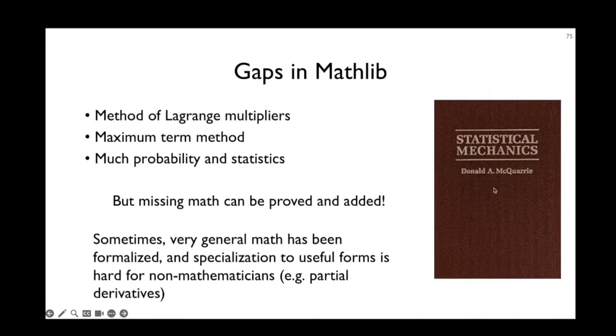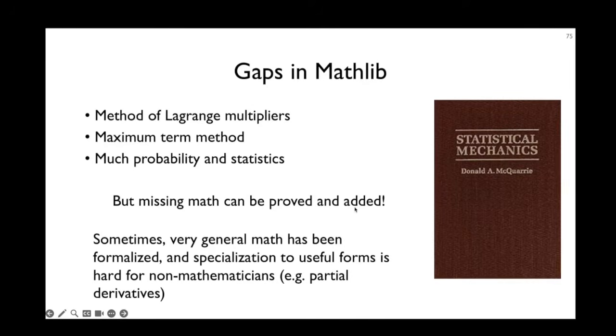Another thing that we need as scientists and engineers is more stuff in mathlib. We have 150,000 theorems, but it's not enough. The library keeps growing. We have some specific things. These are all from chapter 1 of Statistical Mechanics by Donald McQuarrie. But that's the thing. You can define new math and you can add it if you have the ability to do that, if you go and learn that.